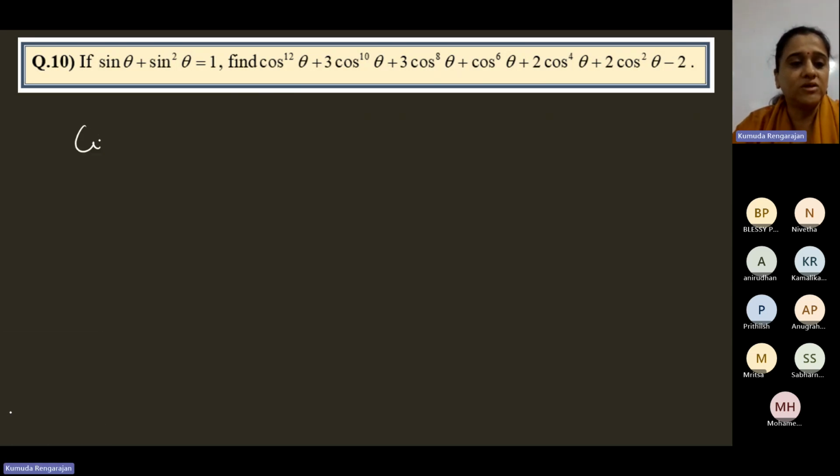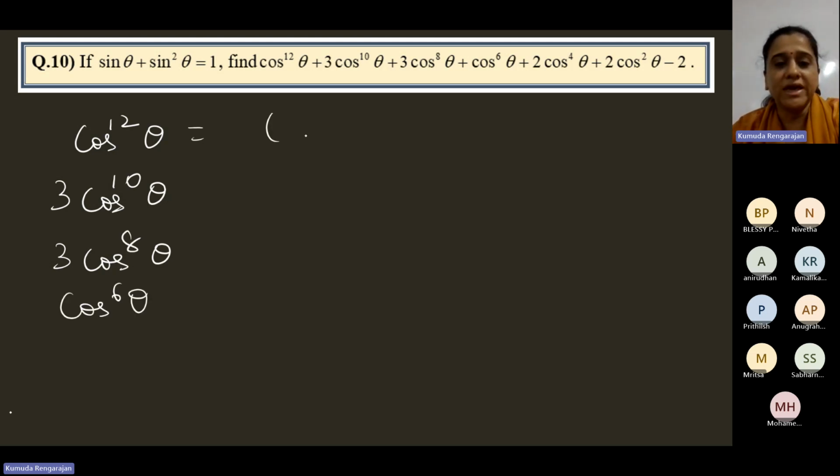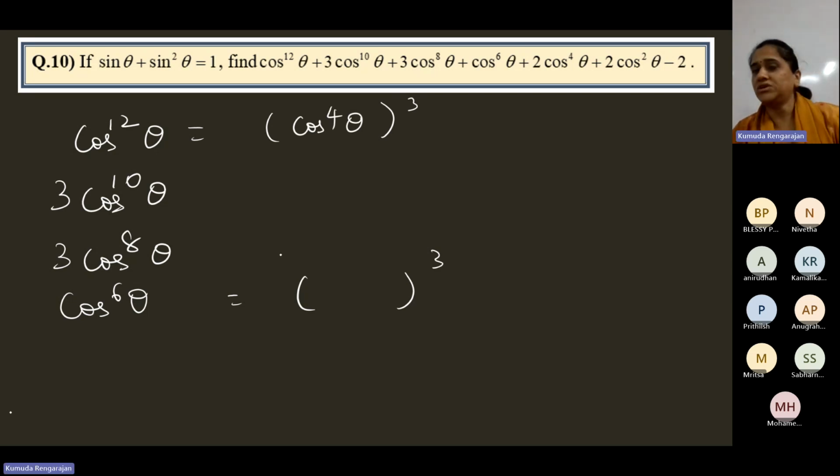So cos theta to the power 12. I'll just write out the 4 terms. Cos theta to the power 12, 3 cos theta to the power 10, 3 cos theta to the power 8, and cos theta to the power 6. So this is the a cubed term, and this is the b cubed term. So this is 3. So 3 into 4 is 12. So cos theta to the power 4. 4 3s are 12. And here cos theta to the power 2. 2 3s are 6. So this is A, and this is B.